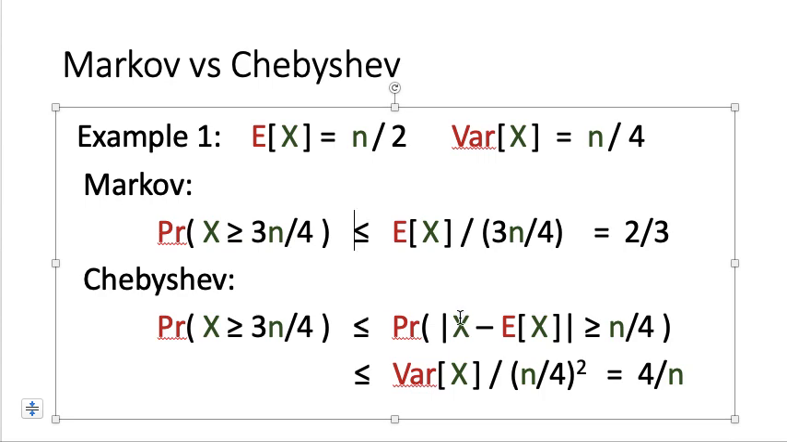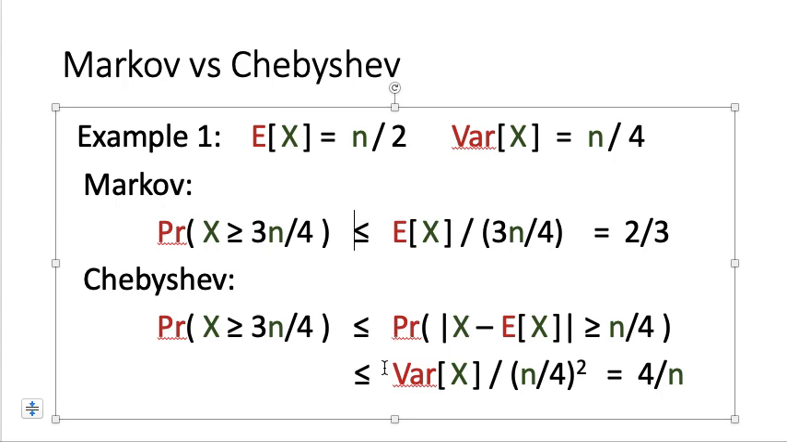The reason is that we are taking absolute value here. So the absolute value caters for both cases where X minus E[X] is greater than or equal to n over 4, or X minus E[X] is less than or equal to minus n over 4, something like this. So we have this smaller than or equal to sign here.